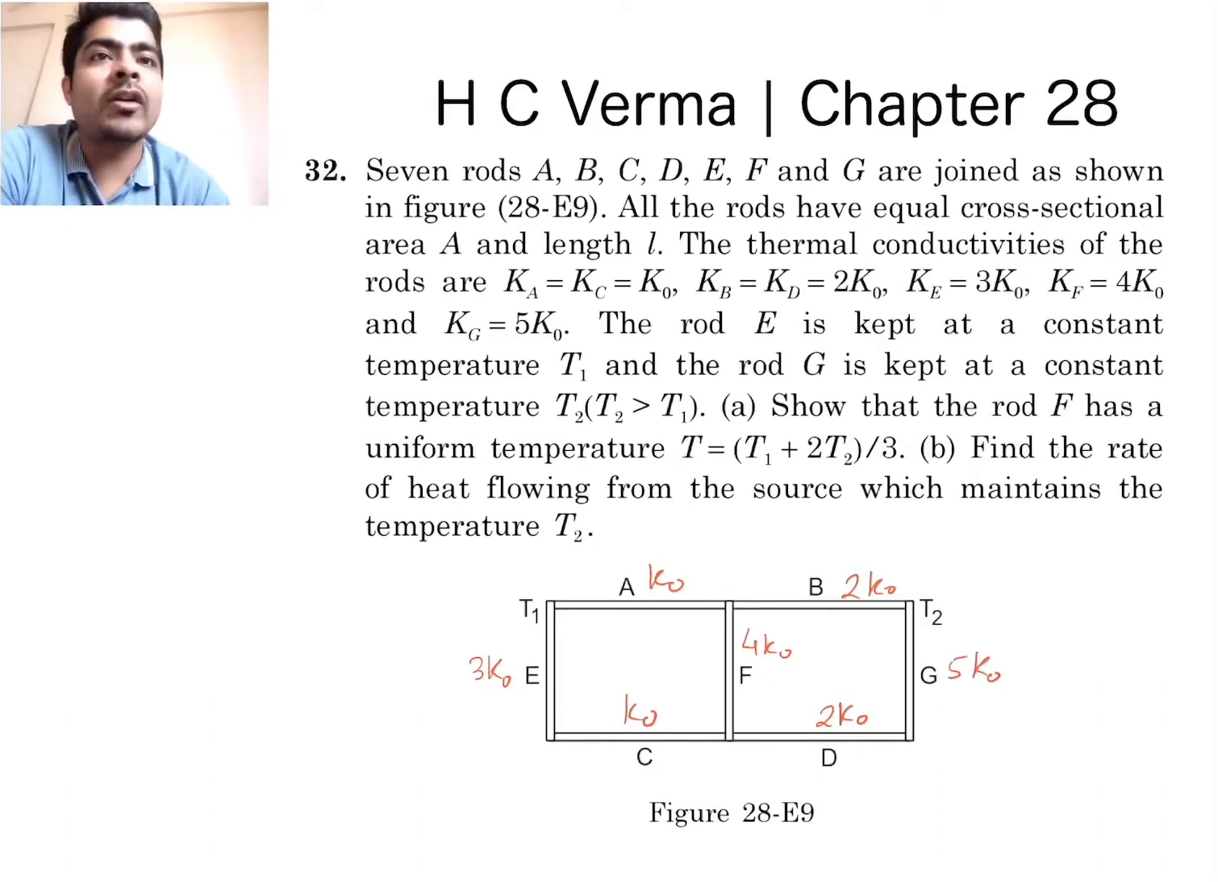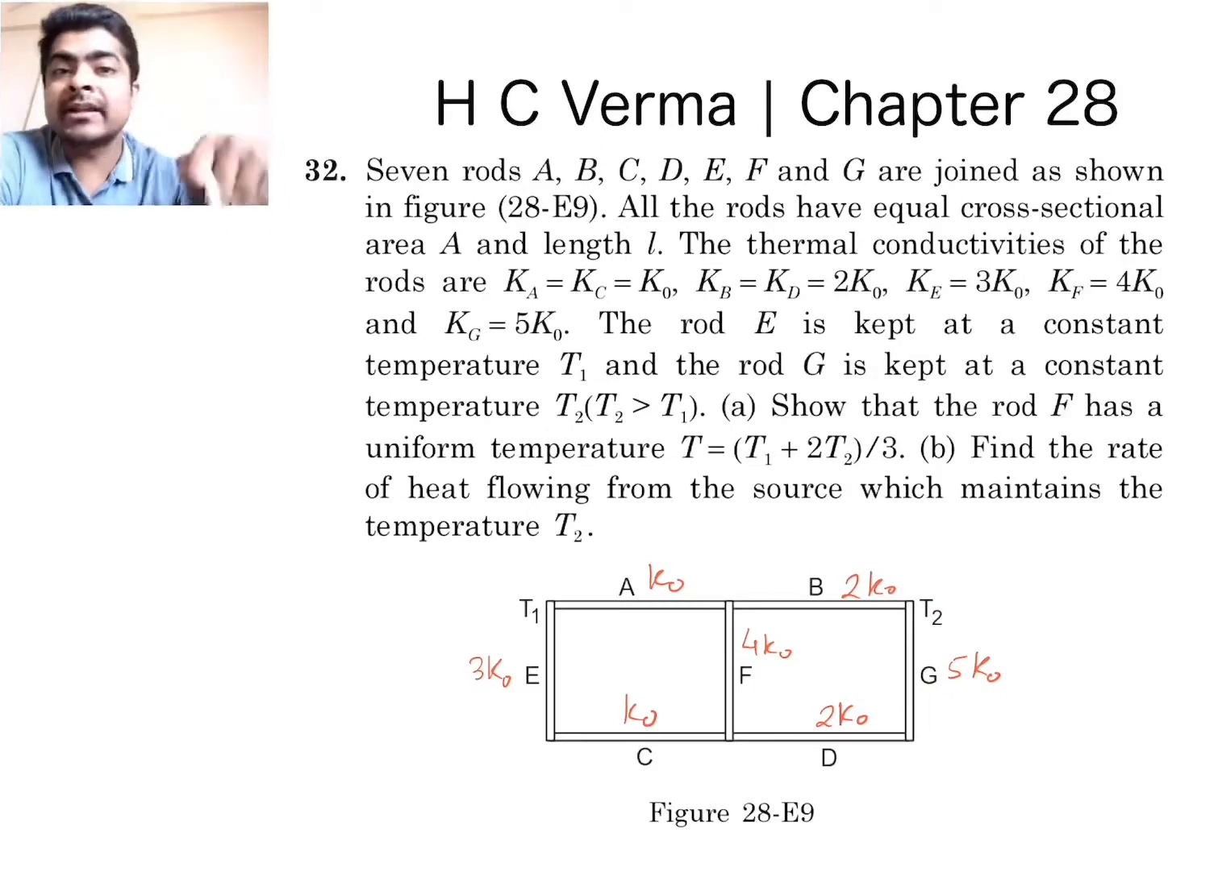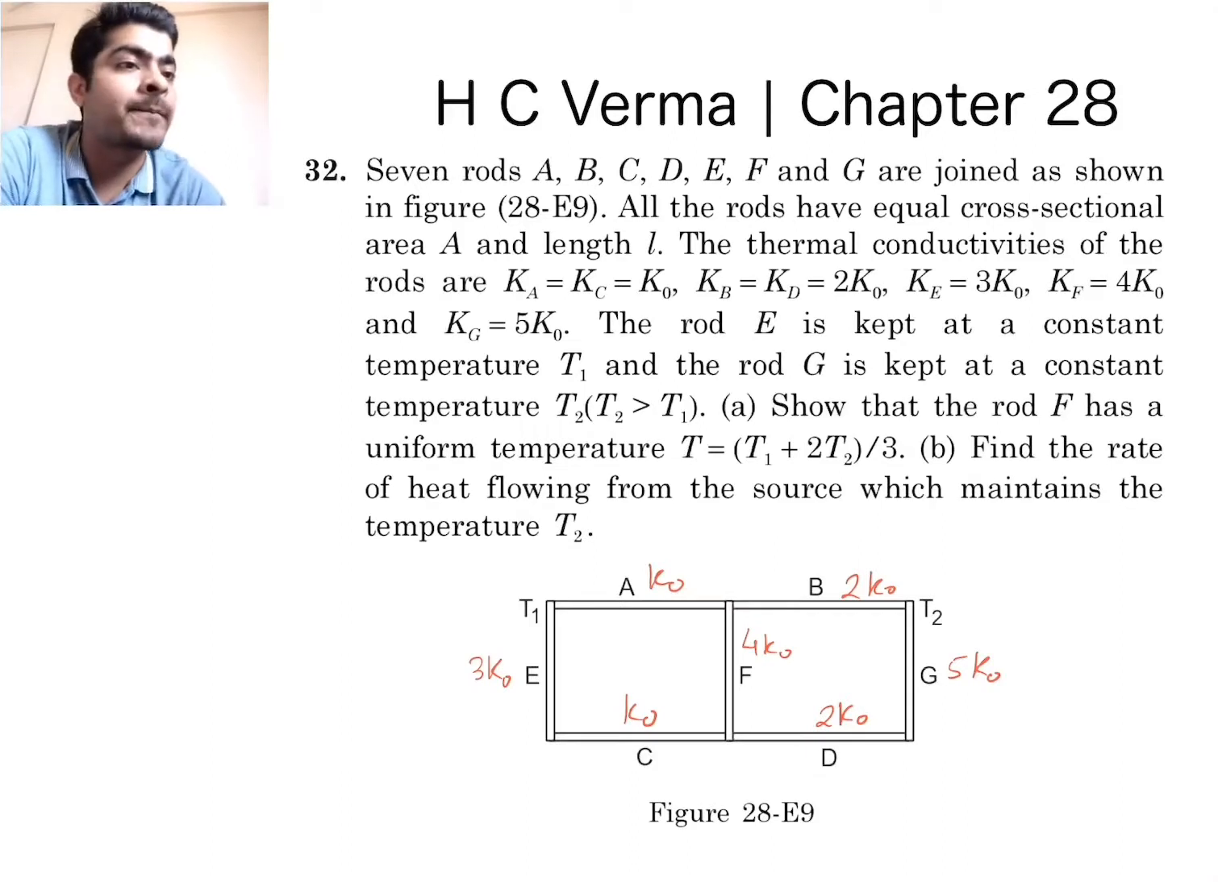Okay, the rod E is kept at a constant temperature T1. So that means the whole rod is kept at constant temperature T1, which means no current will flow through the rod along its length. Similarly, the rod G is kept at a constant temperature T2, so no current will flow along the length of rod G. We have to show that the rod F has a uniform temperature.